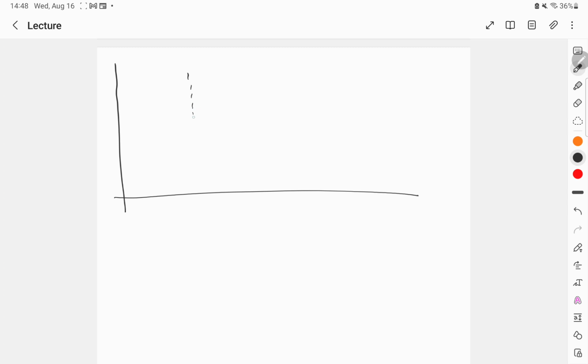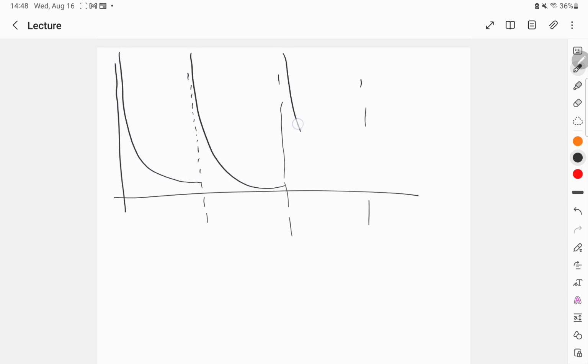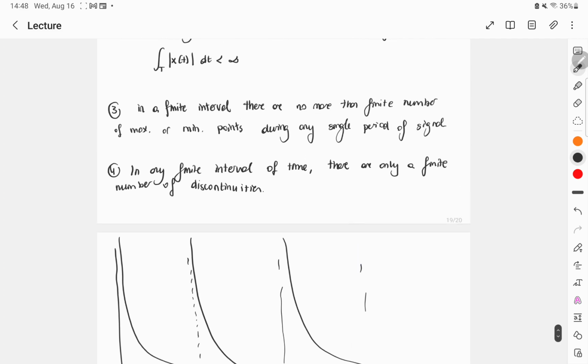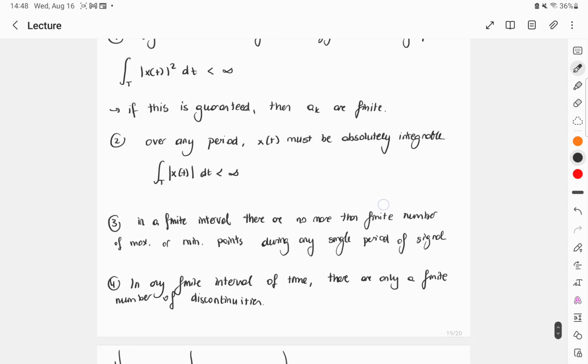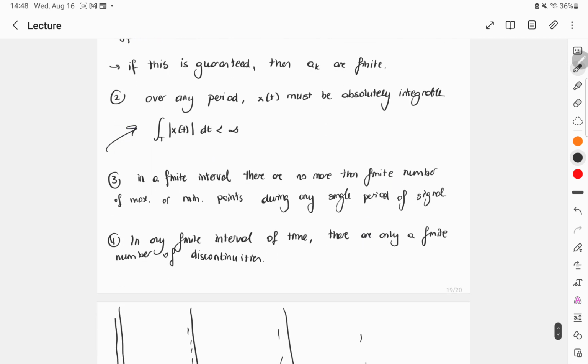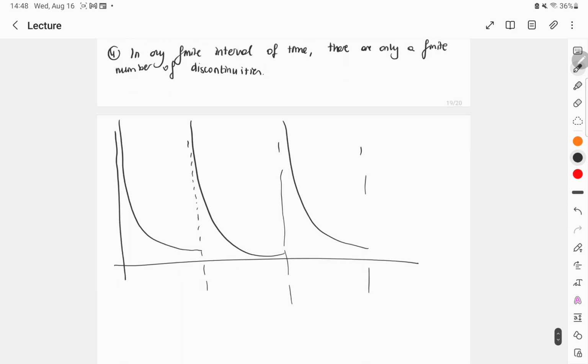Now let me give an example for each one. For example, this signal over here, which has asymptotes, and it is like this. This one violates the second condition, because it says over any period x of t must be absolutely integrable. However, in this part, since the signal goes to infinity, it is not absolutely integrable here.